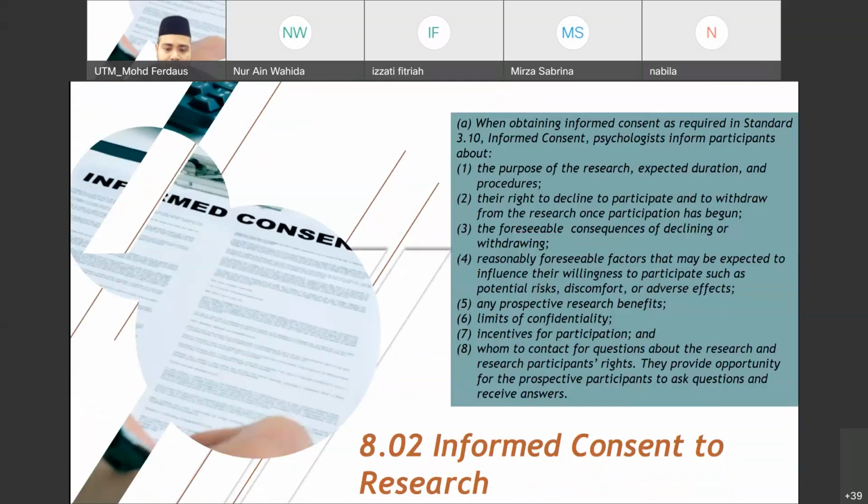The second substandard, the second important factor under research and publication, is informed consent to research. This is very important.